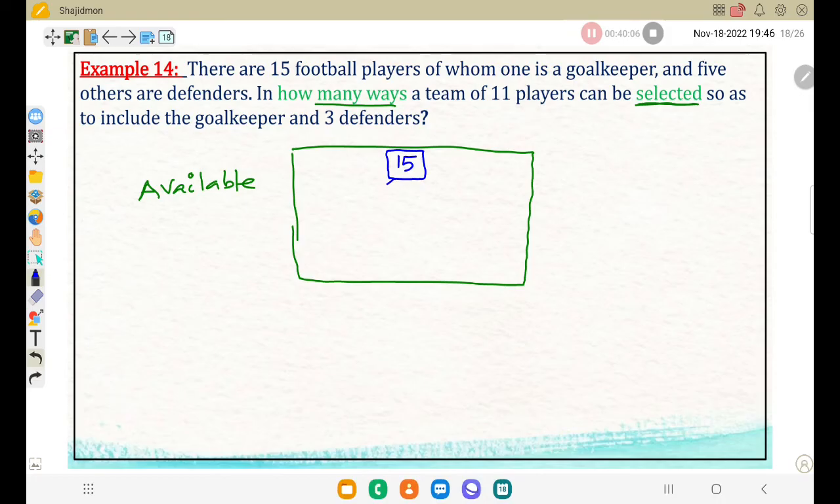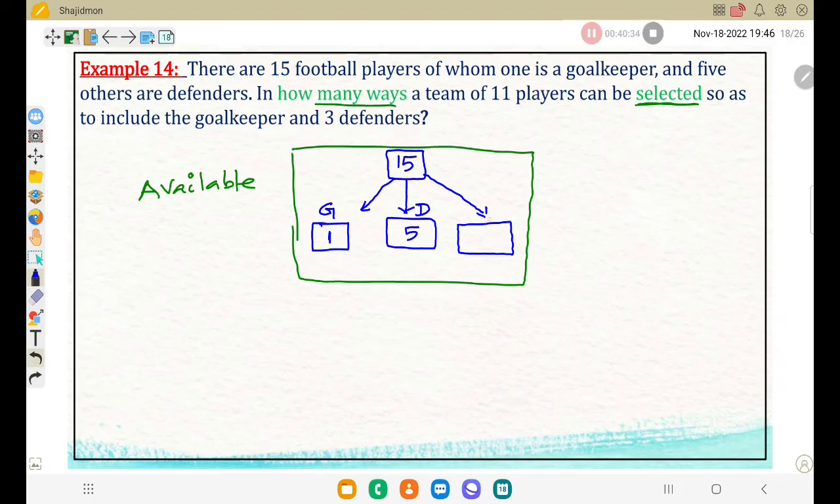Out of these 15 players, one player is goalkeeper. I am writing here, this is one goalkeeper. G means goalkeeper. And 5 others are defenders. Out of these 15, 5 people are defenders. D, I am representing D. Defenders are there, correct?